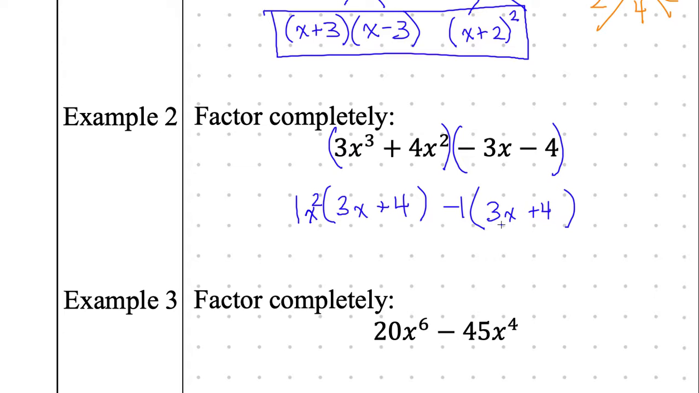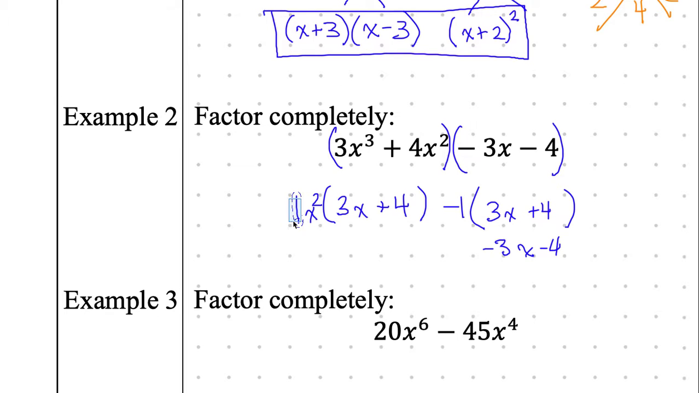So this was normally negative 3x minus 4. In order to make sure that this group and this group are the same, I have to either multiply the first group by negative 1 or factor out a negative 1 for the second group. And Anna chose to factor out a negative 1 for the second group to get a positive 3x plus 4 and a positive 3x plus 4.